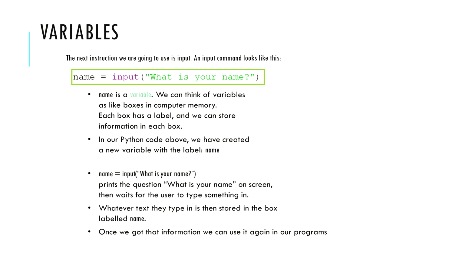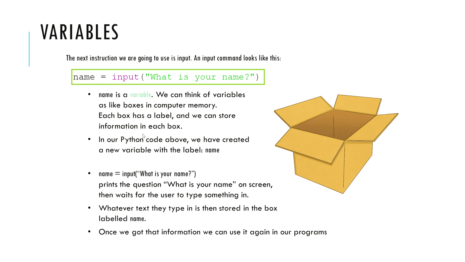Now, a variable we're using as a wee storage location. It's like a virtual box in the computer memory that holds information. So we've made a new variable there. It is called name, and if we type in name equals input, what's your name, it will come up on the screen, what is your name, and wait for someone to type an answer. Whatever they type in gets stored in that little box called name. And once we've got that information, we can use it again in our programs.